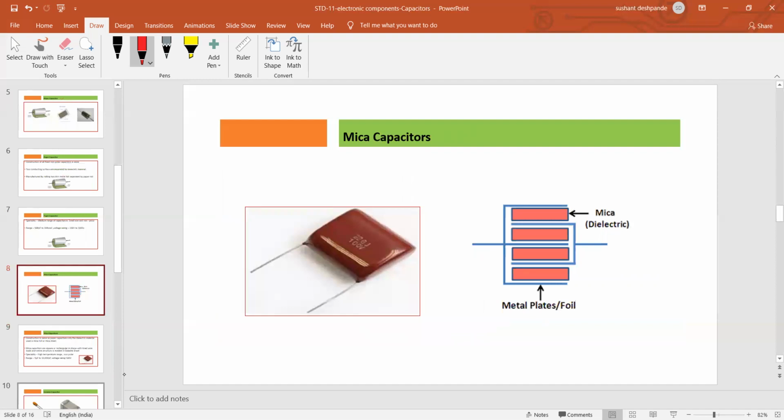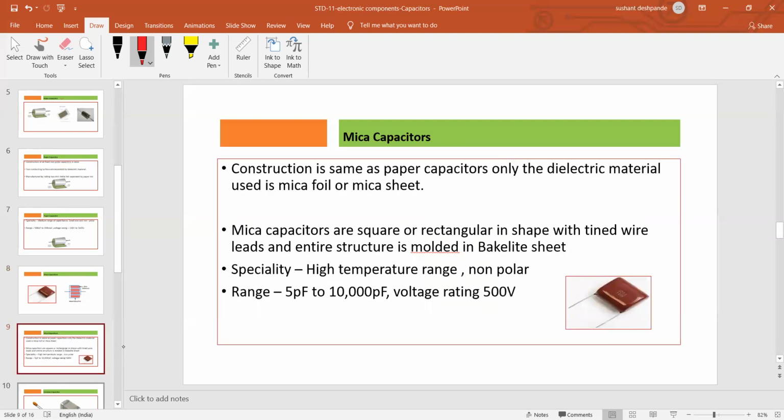Let's move ahead with another type of capacitor, the mica capacitor. Now, in the paper capacitor, a dielectric is used. In the mica capacitor, again, there will be metal plates and the dielectric used is mica, and hence the name mica capacitor. The construction is the same as that of the paper capacitor, only the dielectric material used is mica foil or mica sheet.